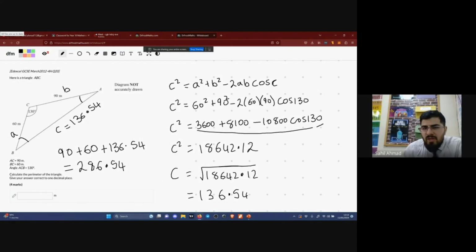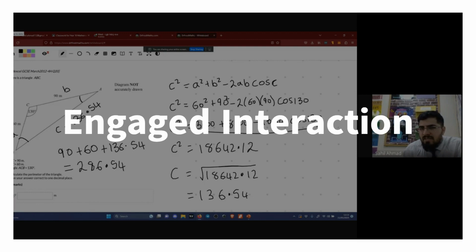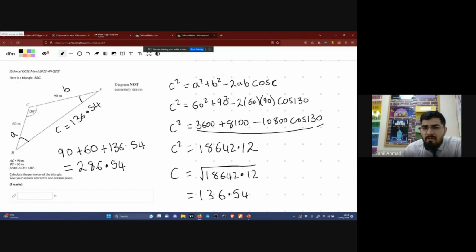For missing side C, we knew and understood that we had to use this formula over here to work out the missing side C. We were already given side A and side B, so all we had to do was substitute that information into our formula and calculate everything to get our answer for C squared being 18,642.12. Now, as we discussed, the letter here is a C, it's not a square. So we can't leave our answer in this form either.